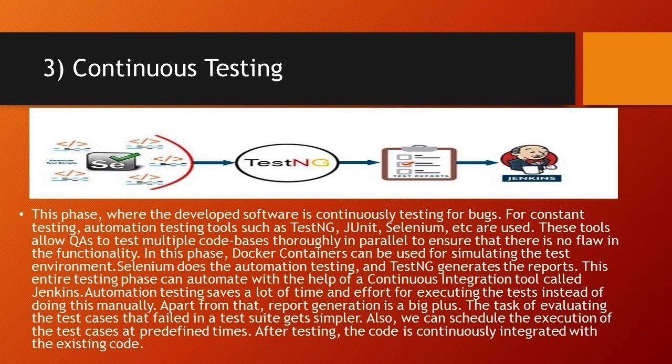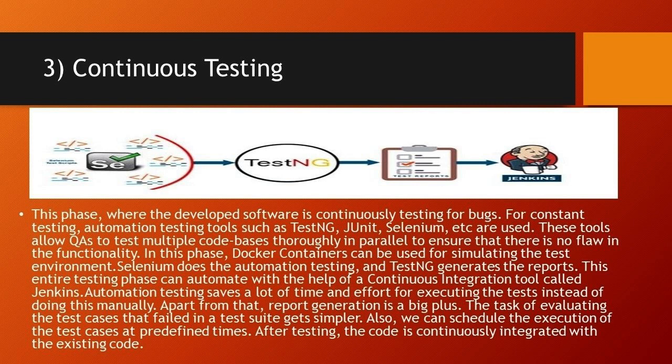3. Continuous testing. In this phase, the developed software is continuously tested for bugs. For constant testing, automation testing tools such as TestNG, JUnit, Selenium, etc. are used. These tools allow QAs to test multiple codebases thoroughly in parallel to ensure that there is no flaw in the functionality. In this phase, Docker containers can be used for simulating the test environment.